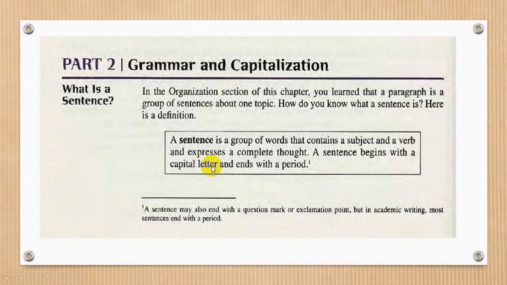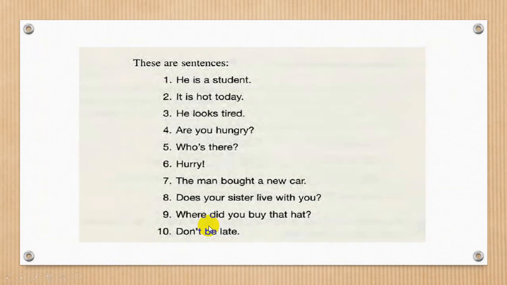A sentence begins with a capital letter and ends with a period. A sentence may also end with a question mark or exclamation point. Okay, but in academic writing, most sentences end with a period, which is a full stop.